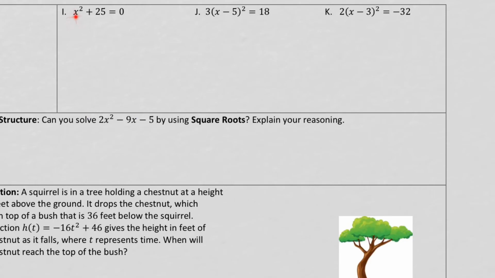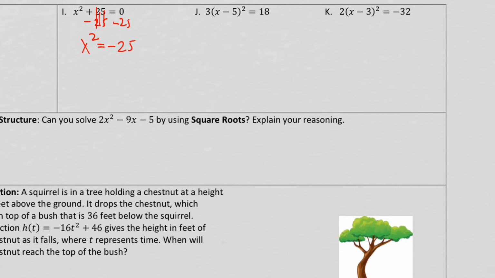Example I. Let's solve by taking square roots. So again, the goal is to get x squared by itself. So in this case, how do we undo a plus 25? I can subtract 25 from both sides. So that cancels, and I get x squared equals minus 25.